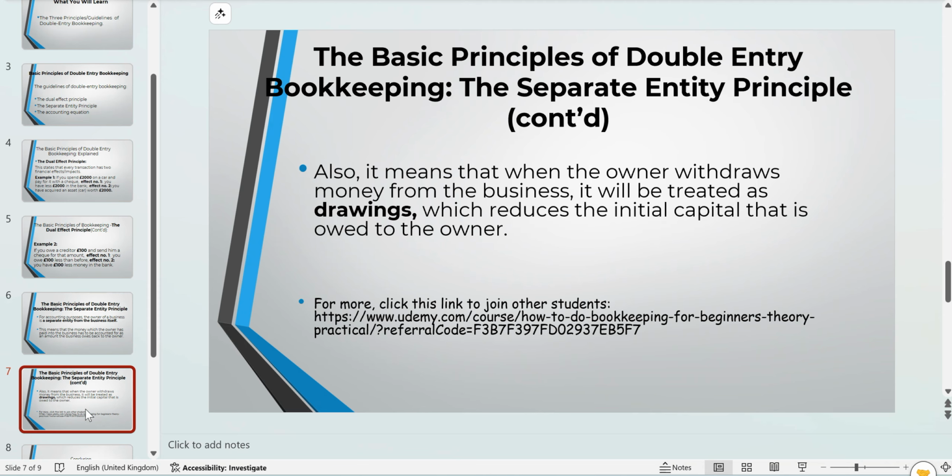Now, continuing with that, it also means that when the owner withdraws money from the business, it will be treated as drawings, which reduces the initial capital that is owed to the owner. When the business takes the goods they are selling for their own use, we consider it as drawings. You're drawing down on your capital, and if it is cash, you're drawing down on your initial capital. So the business now owes the owner of the business a lesser amount.